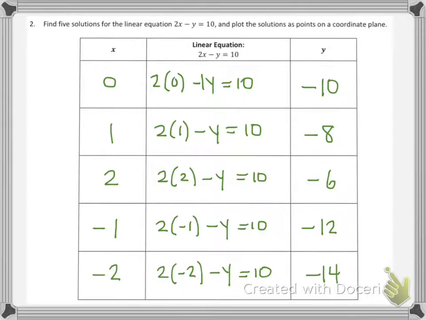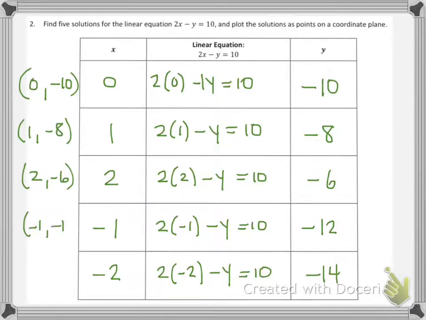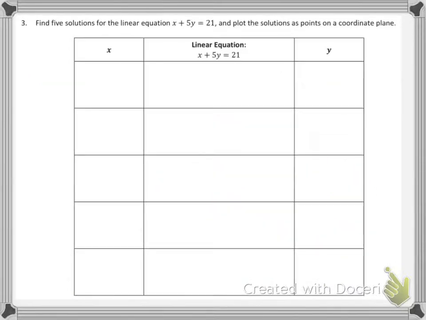Remember, they're ordered pairs. The first one is 0, comma, negative 10. X then y. 1, negative 8 is a solution. When x is 2, y is negative 6. That's a solution. When x is negative 1, y is negative 12. That's a solution. And then the last one, negative 2, negative 14. All solutions for that linear equation in standard form.